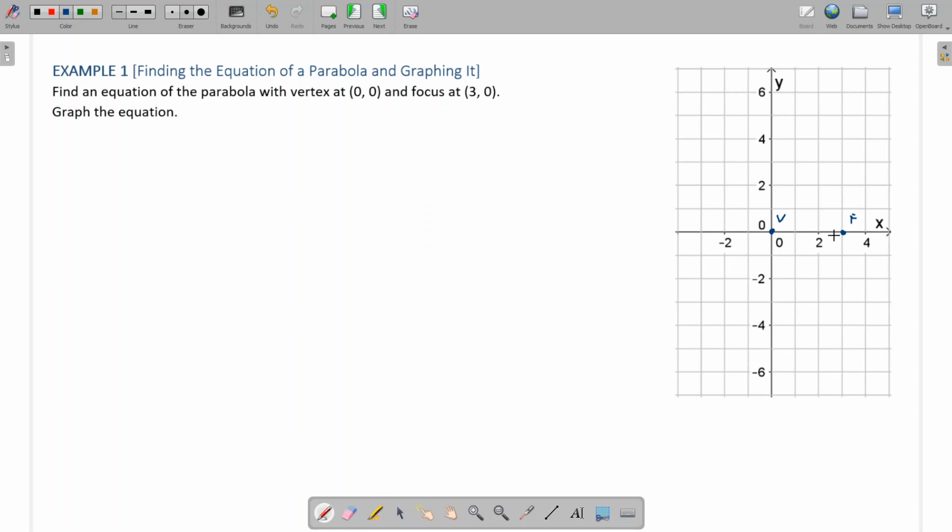Now, this tells us that the axis of symmetry is the x-axis itself, which means that our parabola is going to have to be opening sideways like this. So that immediately tells us that the equation we want is the y-squared form. This is going to be y² = 4ax. All we have to do is figure out what a is. Well, a is just the distance here. So in this problem, a is 3. So we can immediately write our formula: y² = 12x.